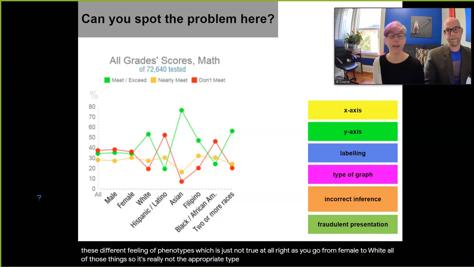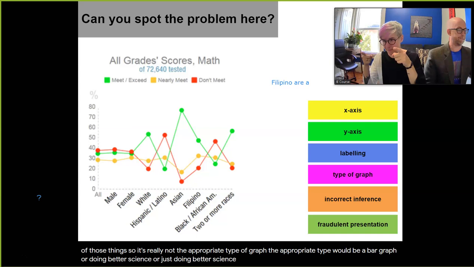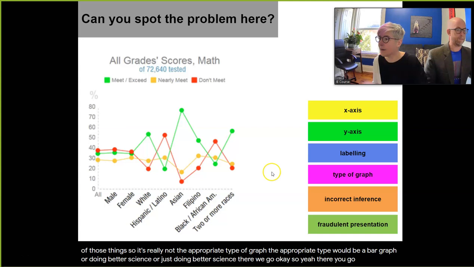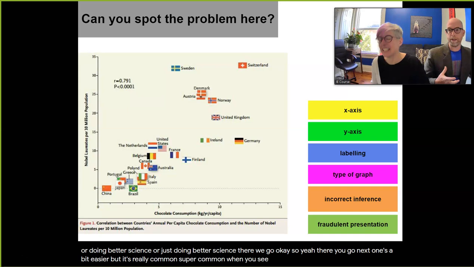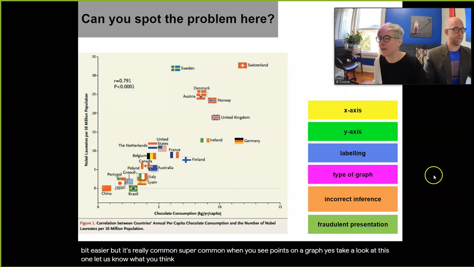The appropriate type would be a bar graph. Or doing better science. Or just doing better science. Yeah. There we go. Okay? So, there you go. Next one's a bit easier, but it's really common. Super common when you see points on a graph. Yes. Take a look at this one. Let us know what you think. Please go ahead and annotate what you think the problem is with this one.